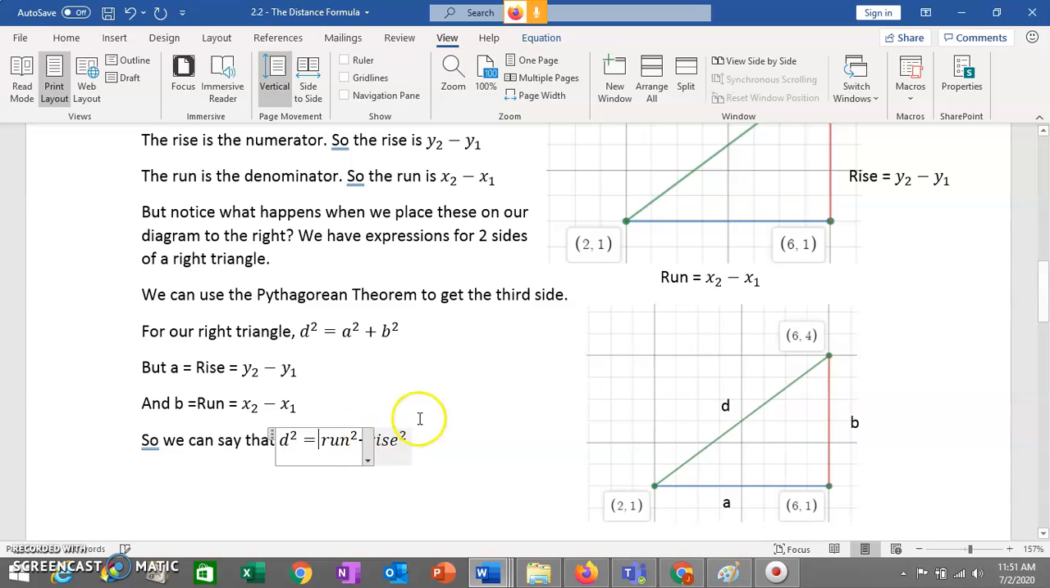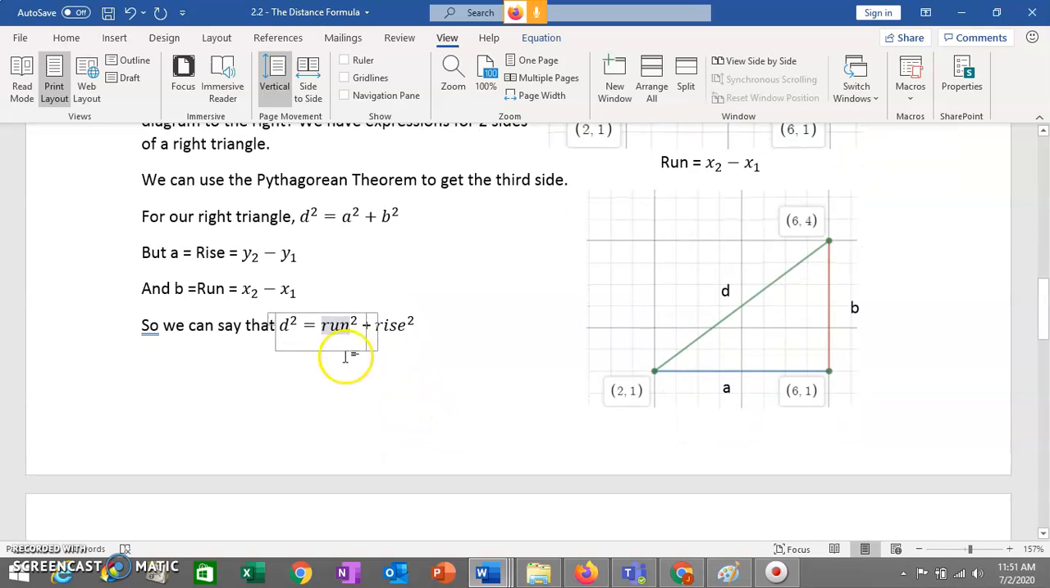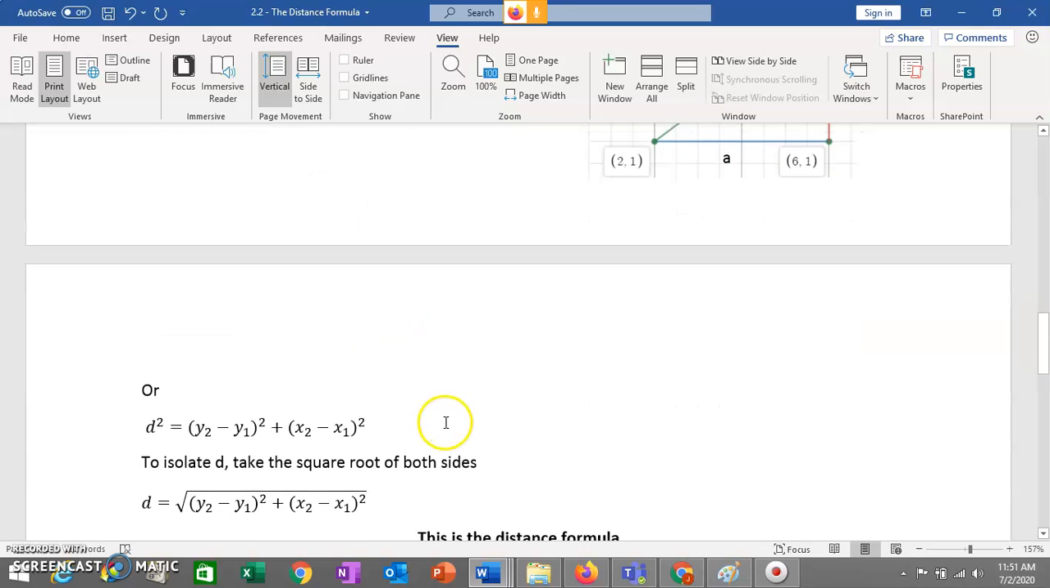Okay, so we have run squared plus rise squared. The bottom A, which is your run squared, plus your rise squared, which is B, gives you d squared. So we're almost there. But let's just think about what run is. Run is x2 minus x1. And what is rise? Rise is y2 minus y1.